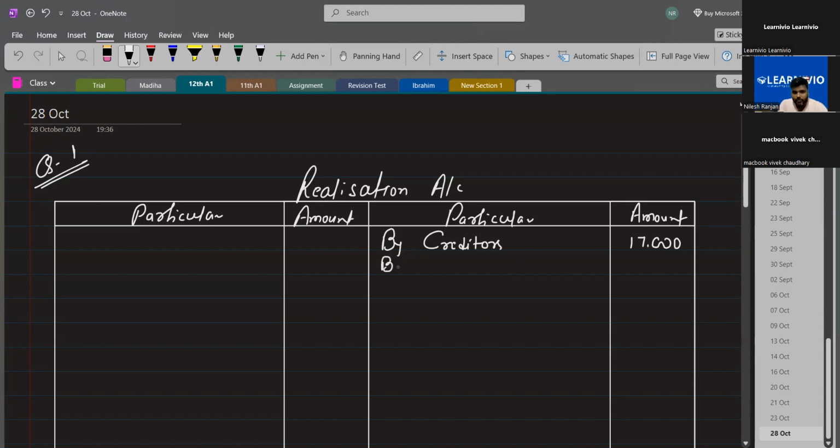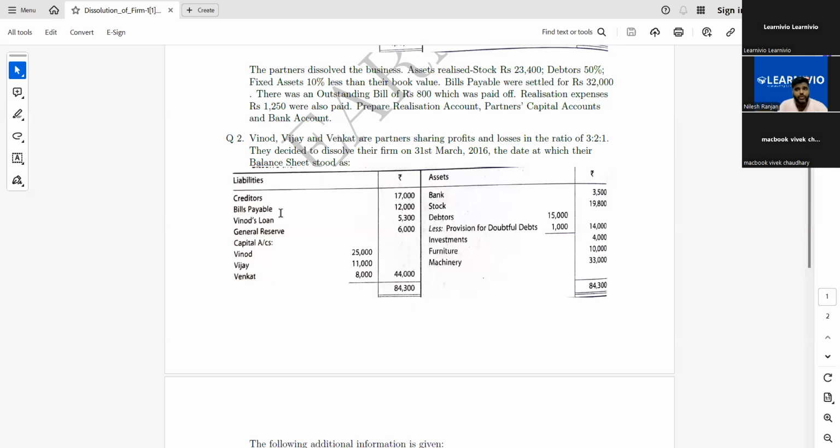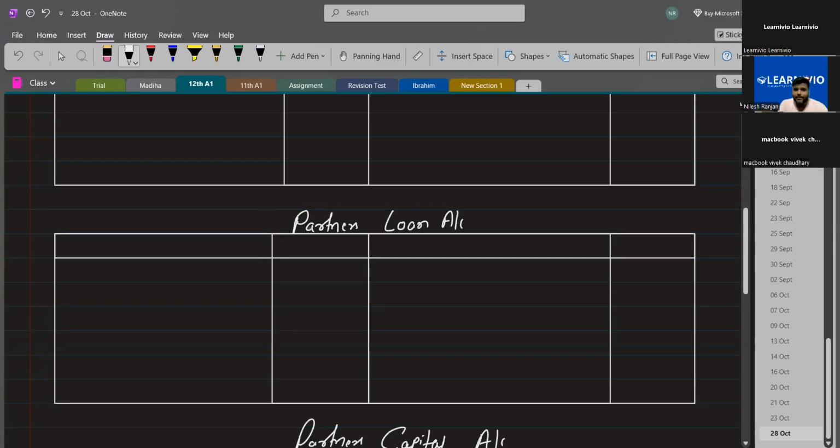Bills payable. So by bills payable, it is 12,000. Then Vinod loan. Actually, Vinod loan is an internal liability. We have created a separate account, partners loan, or you can say Vinod loan. So we will write by balance b/d here in Vinod loan account. Name is given. So by balance b/d, 5,300.